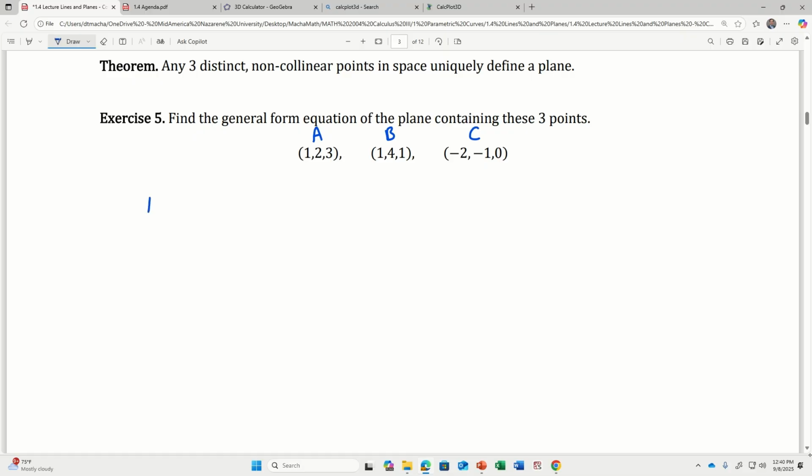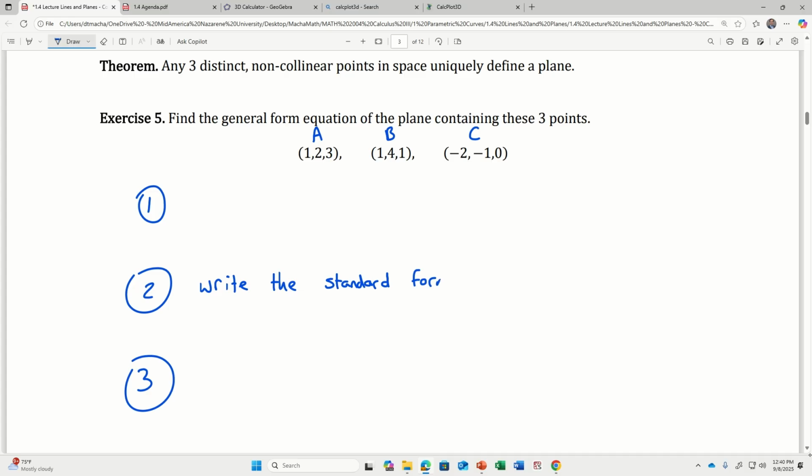What I'm looking for is a 3-step process. Step number 2 is going to be write the standard form equation. Step number 3 is going to be to simplify, because we're looking for the general form. And if I have the standard form equation, I can simplify it to get the general form like we just did in the previous exercise.